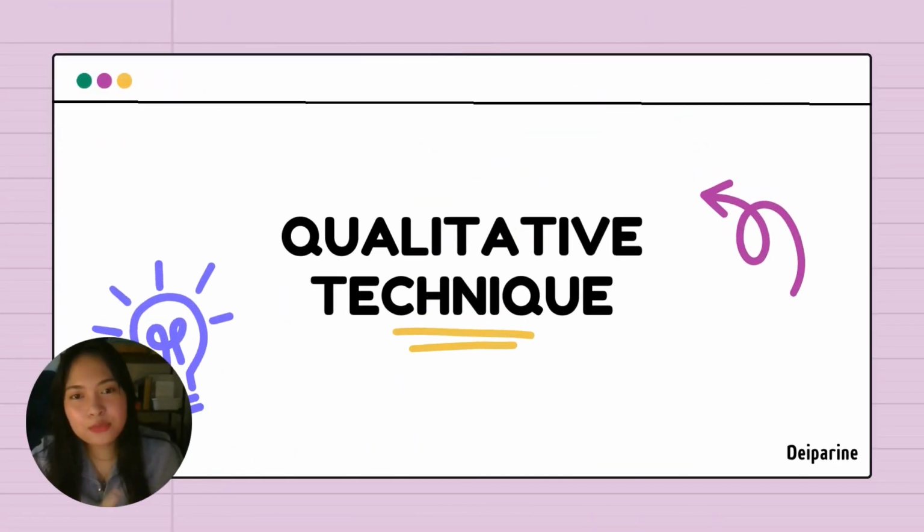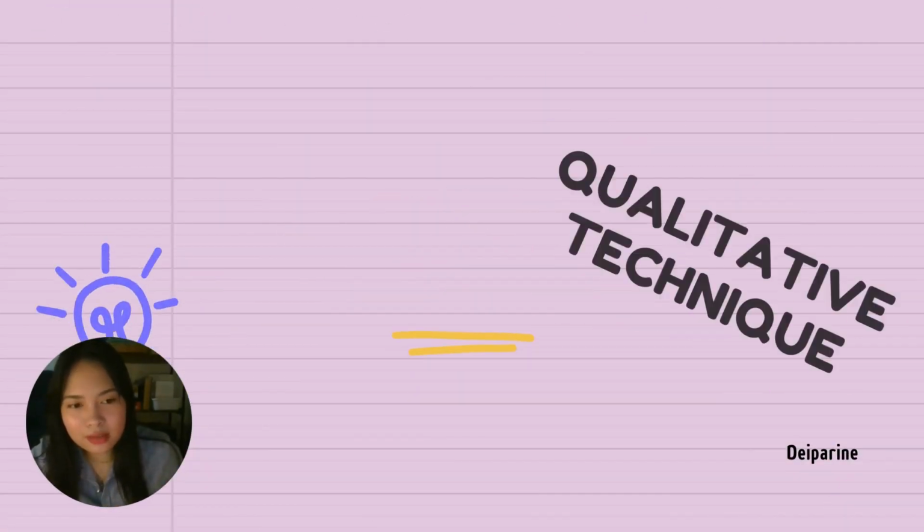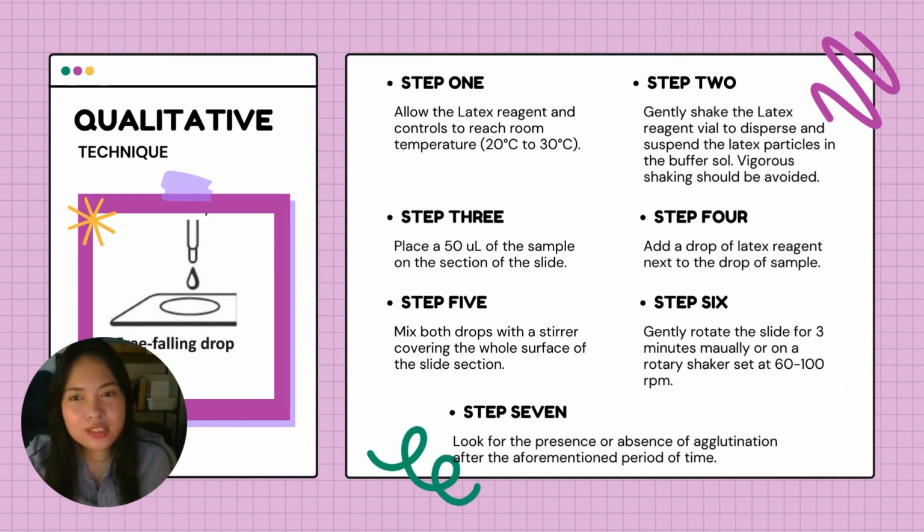Now, next, let us move on with the qualitative technique. Now, flashed on the screen is the procedure of the qualitative technique. So, step one, allow the latex reagent and controls to reach room temperature, around 20 to 30 degrees Celsius. Next, gently shake the latex reagent vial to disperse and suspend the latex particles in the buffer solution. And please be mindful that vigorous shaking should be avoided.